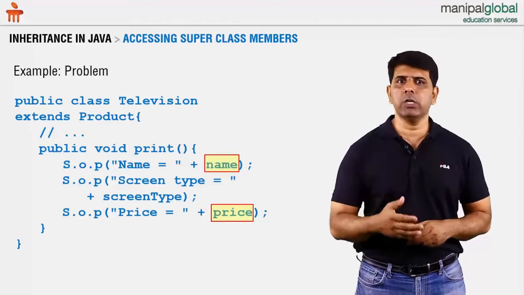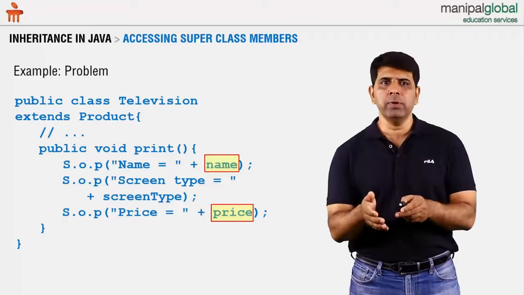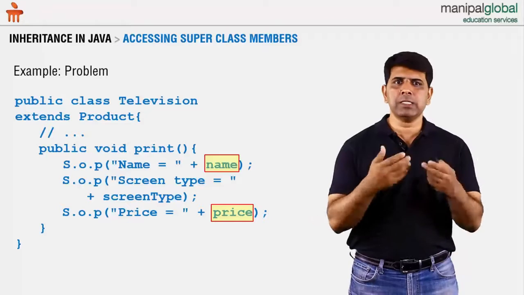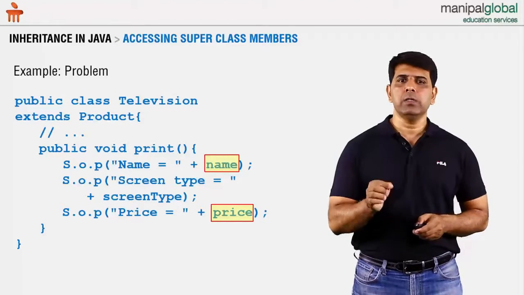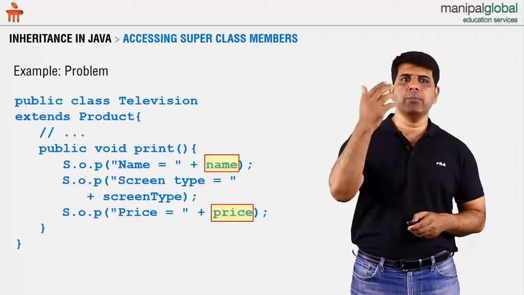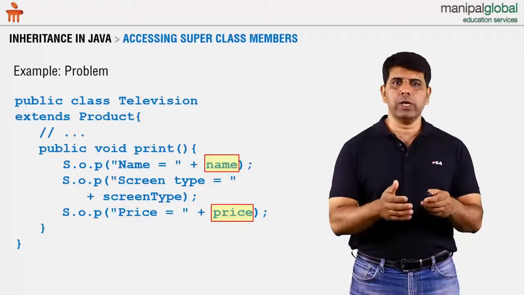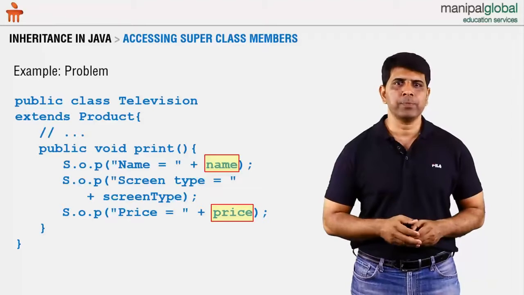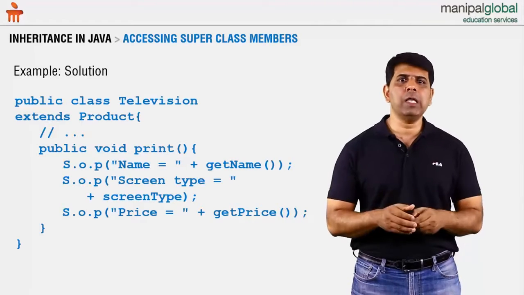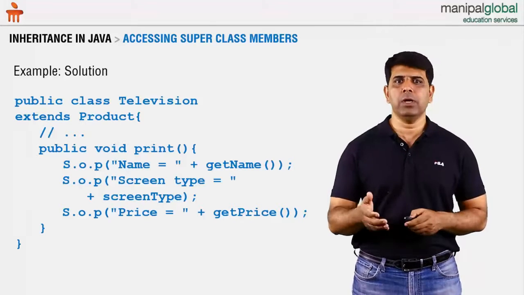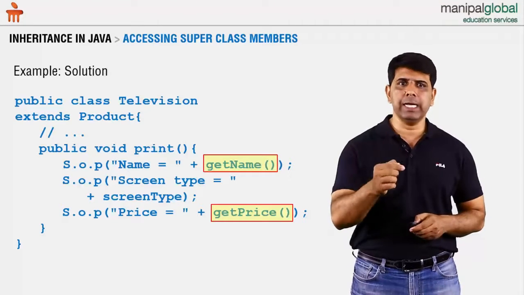They are not the member variables of television, like the screen type. So there is absolutely no problem in accessing screen type because it is defined inside the television class itself, even though it is private. However, name and price are private member variables of the product class. You cannot directly use them. The solution comes in the form of calling the getter of name and the getter of price. So you call getName.